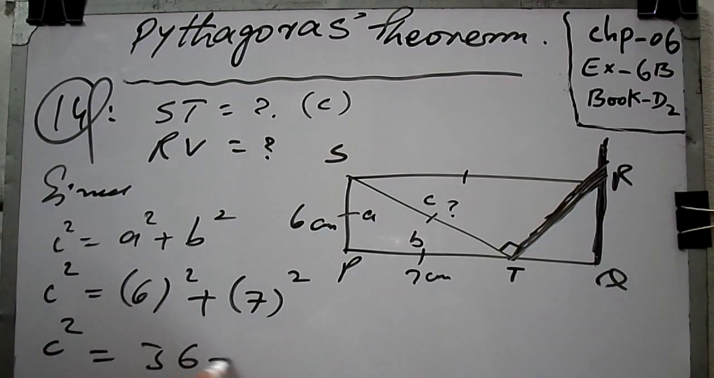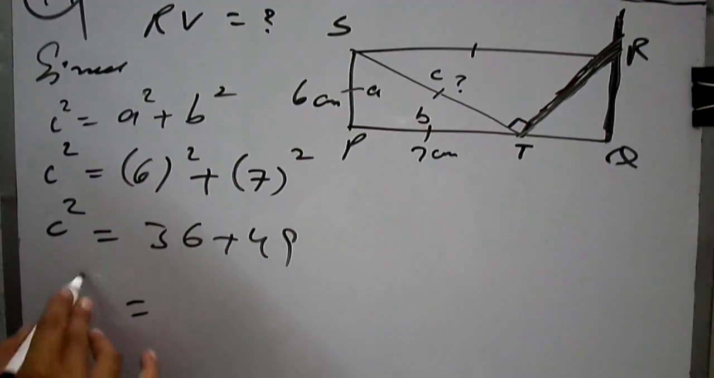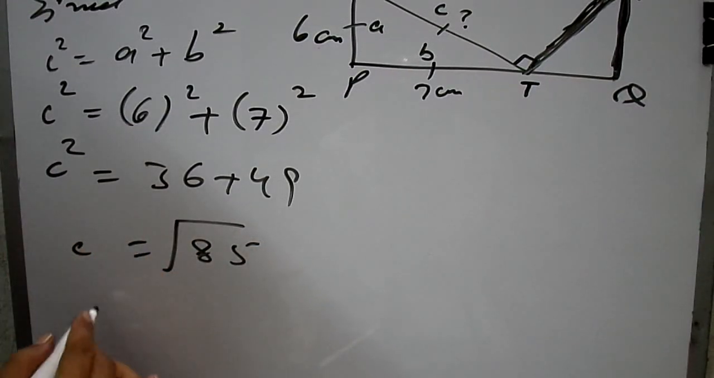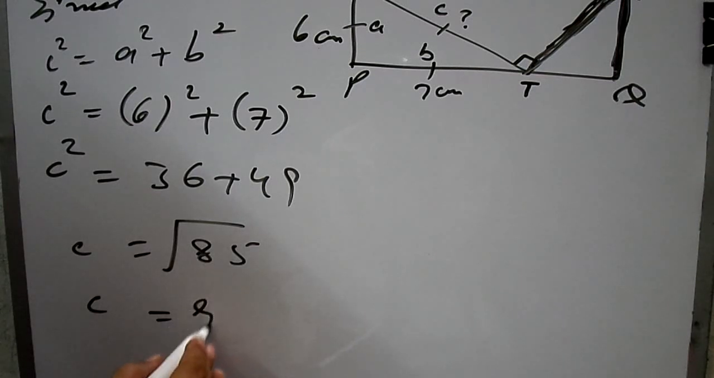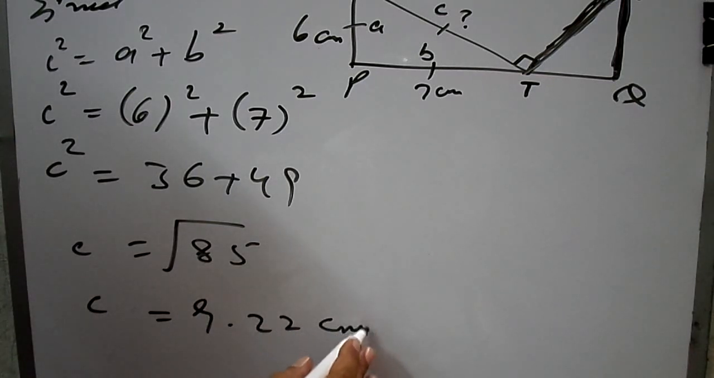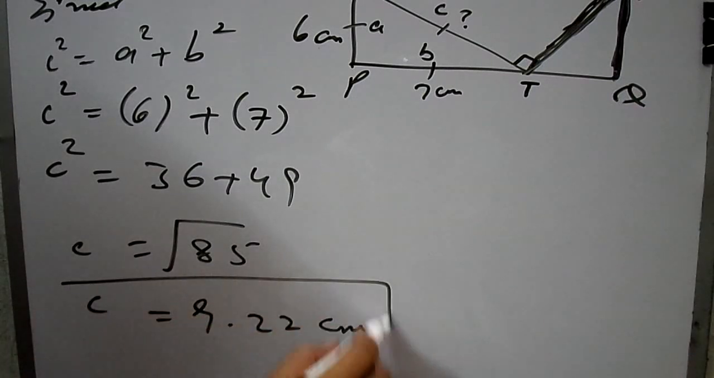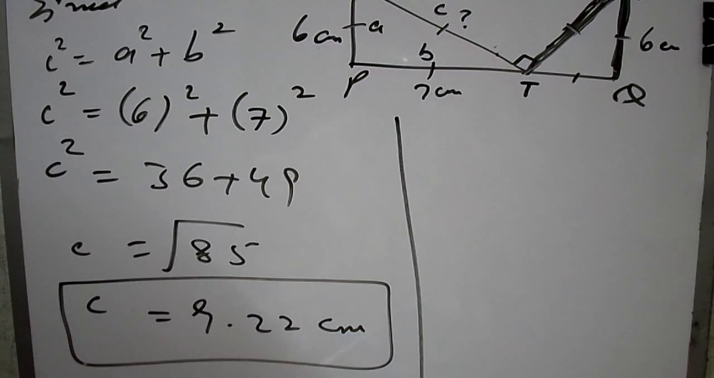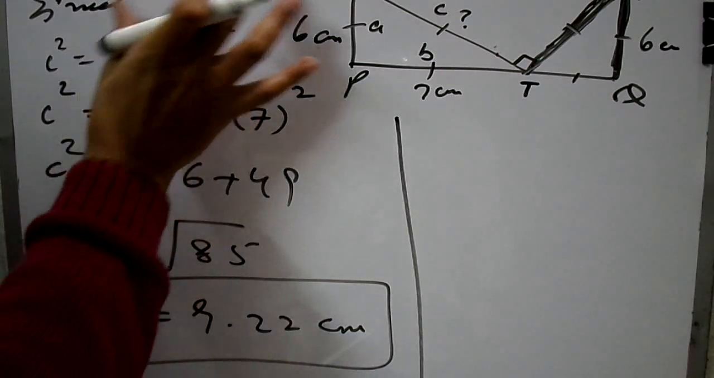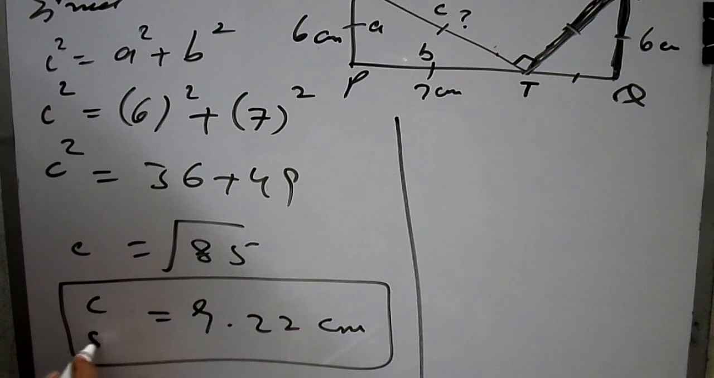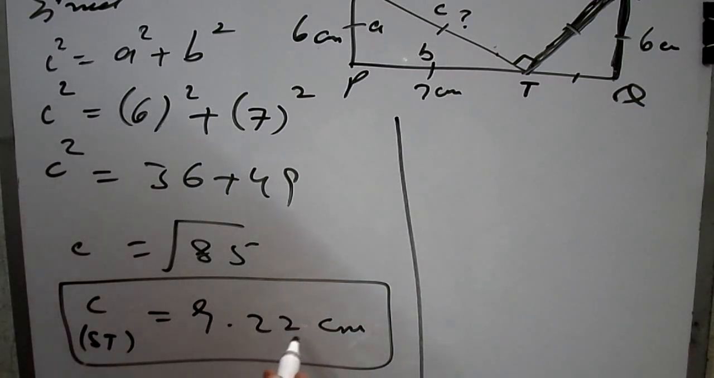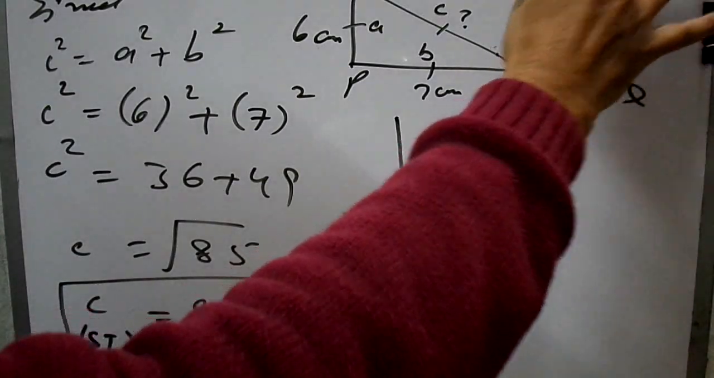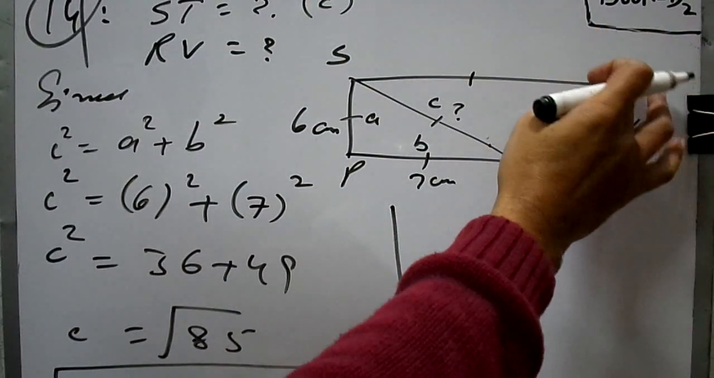6 sixes are 36, plus 49. If I need the value of C only, not square, you will get 9.22 centimeter. So the value of C is actually your ST. The value of ST is 9.22.